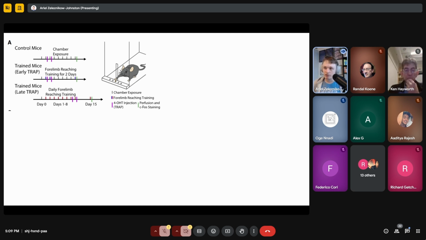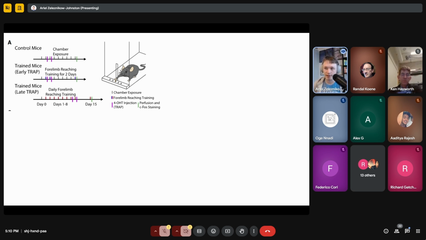Then you have the trained mice that were given injections during the start of their training. This will label the cells that were active in the motor cortex during early training, when the mouse is just starting to figure out how to do the task. And then they also get CFOS staining right at the end of the task. So with the early TRAP mice, you can distinguish between cells labeled with TD tomato that were active during early training, and cells with CFOS staining, which were active in the last motor session just prior to the mice being killed and having their brains visualized.